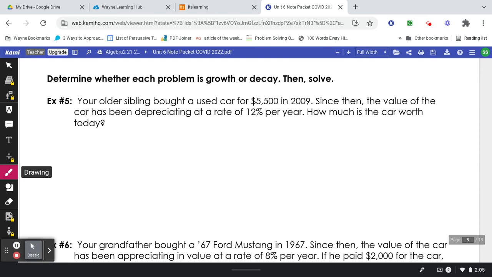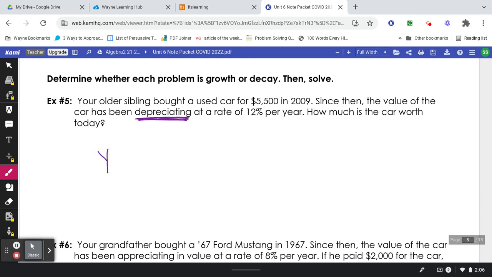Your older sibling bought a used car for $5,500 in 2009. Since then, the value of the car has been depreciating. Depreciating is a term that means getting less expensive. The value is going down, so that's going to be a minus. Decreasing at a rate of 12% per year. How much is the car worth today?